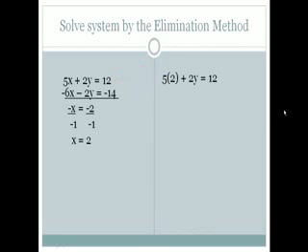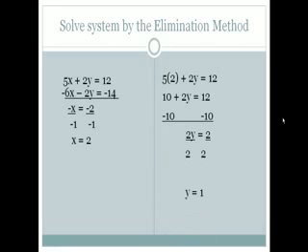We need to solve this equation. 5 times 2 is 10, plus 2y equals 12. We can get the y term by itself, so we're going to subtract the 10 on both sides. 2y equals 2. Divide both sides by 2, and y equals positive 1.